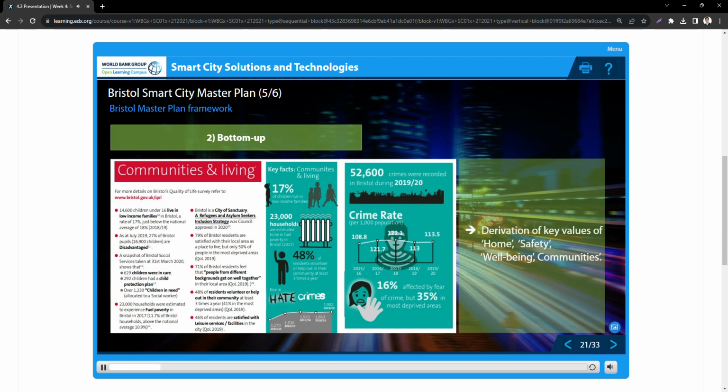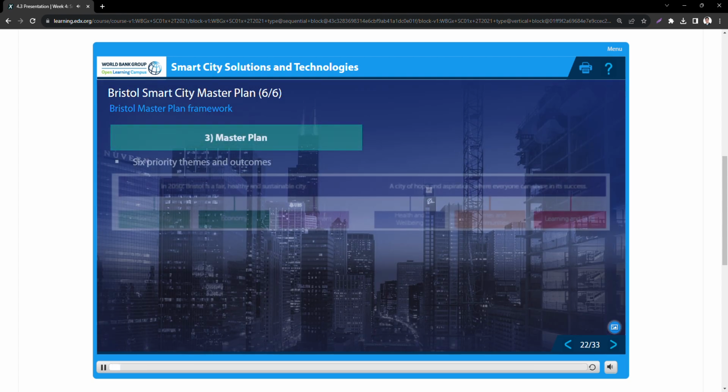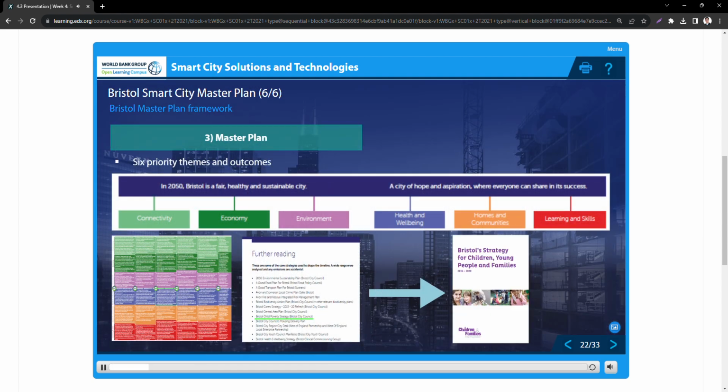This slide specifically explains how to implement a bottom-up process based on the city's data. Priority themes and details of master plan are decided based on data. Homeless and crime rate data analysis reflect specific urban problems. Through this process, Bristol could derive some key values such as home, safety, well-being, communities, etc. After a conformance verification between top-down and bottom-up analysis, priority themes were derived.